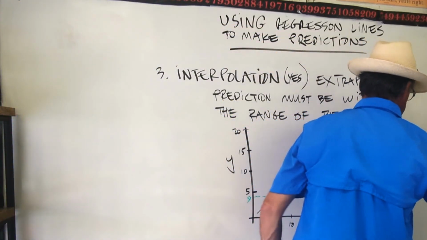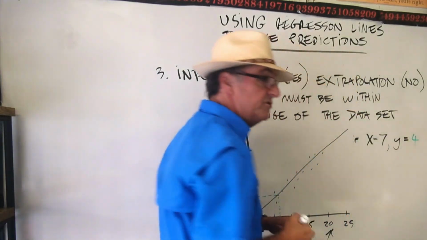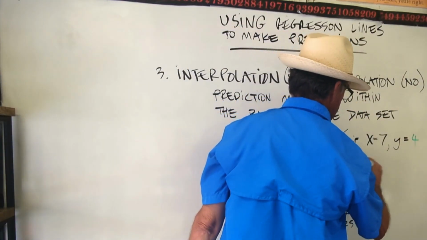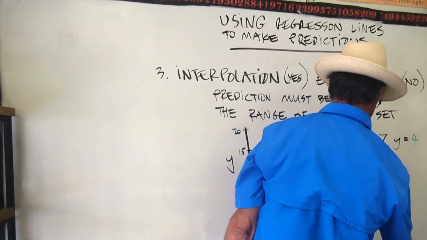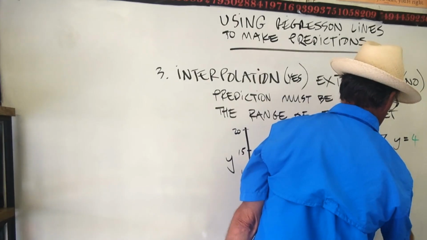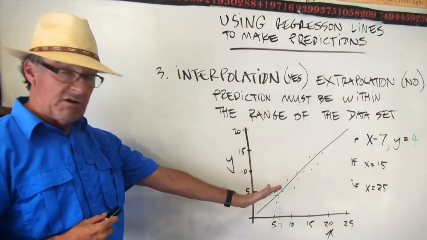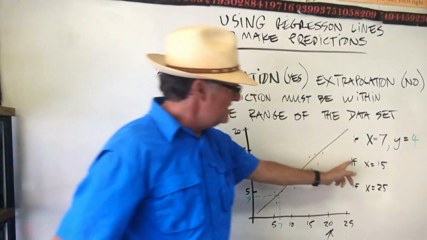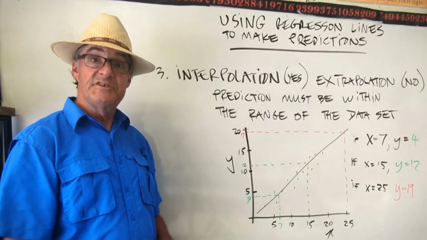Okay, nice. So what I want you to do is pause the video and do two more for me. Do if X equals 15, and then if X equals 25. Okay, and so pause the video and use your graph on your note paper to predict what Y would be for these two values of X, and then come back. Okay, let's see how you did.